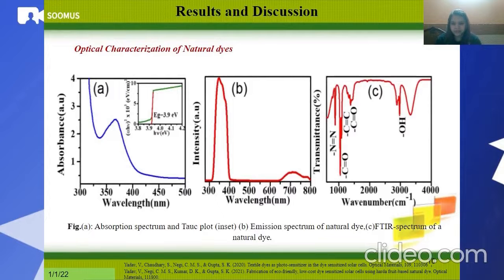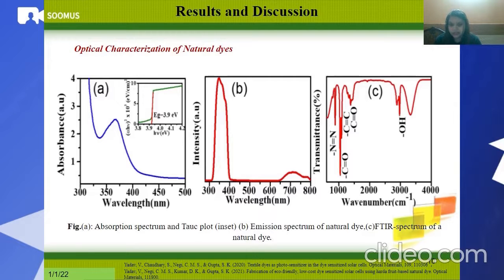absorption is the key feature of the dye material we use in DSSC. The dye solution of the fruit shows good absorption properties, which is a very successful property for a material to be used in a solar cell, and correspondingly it shows a band gap of 3.9 eV, which is found from the Tauc plot.